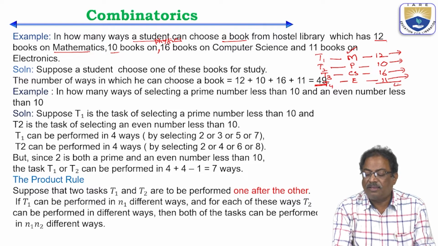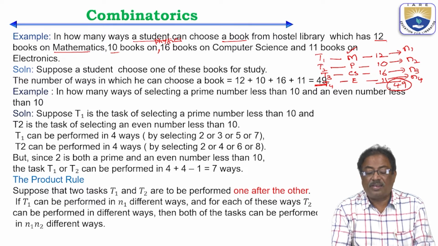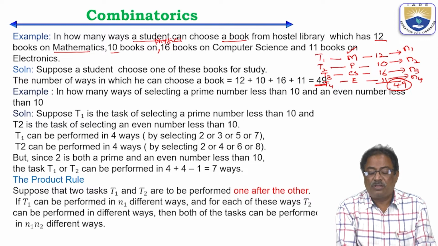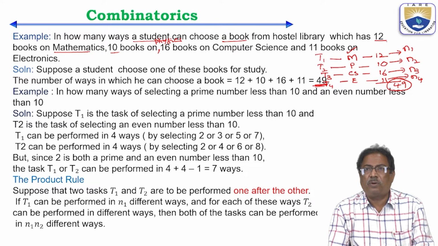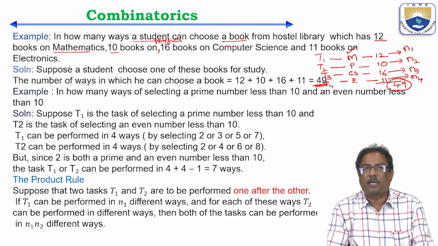Subsequently, we can get 49. This is N1 ways, this is N2 ways, this is N3 ways, this is N4 ways. So just adding all of them, we get 49. So the student can select any one of the tasks, meaning any one of the books, in 49 ways. Any one possibility will be there, so it is not possible to select all the tasks at a time.